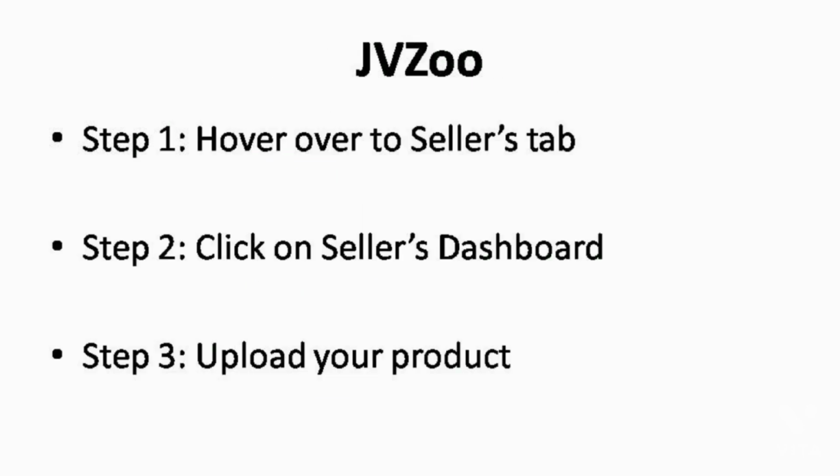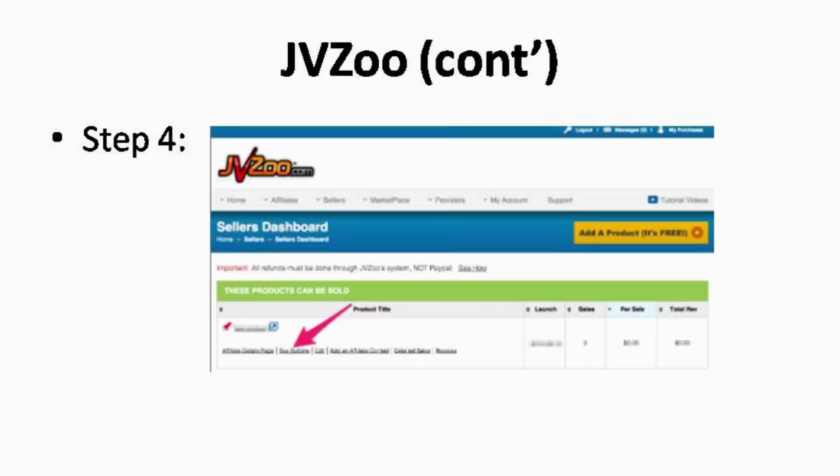Unlike PayPal, the procedure for JVZoo may have a few more extra steps. So let's get started with JVZoo. Step 1, go over to the Sellers tab on the top. And then click on the Sellers dashboard. Wait, and you'll be directed to a page where it requires you to upload your product. If you already have a few products uploaded, you can see the options to edit or publish your buy button. Once you've uploaded your product, you can then click on the Edit button right here.